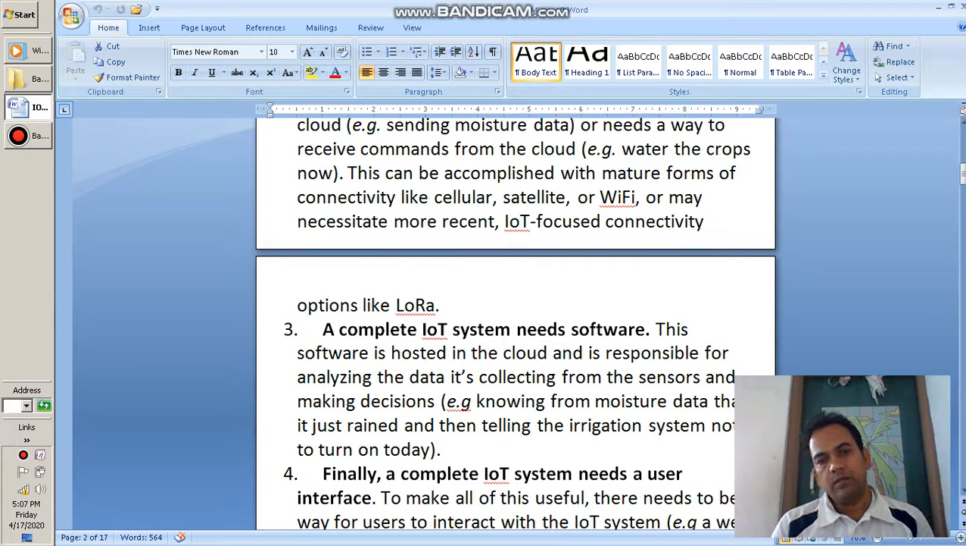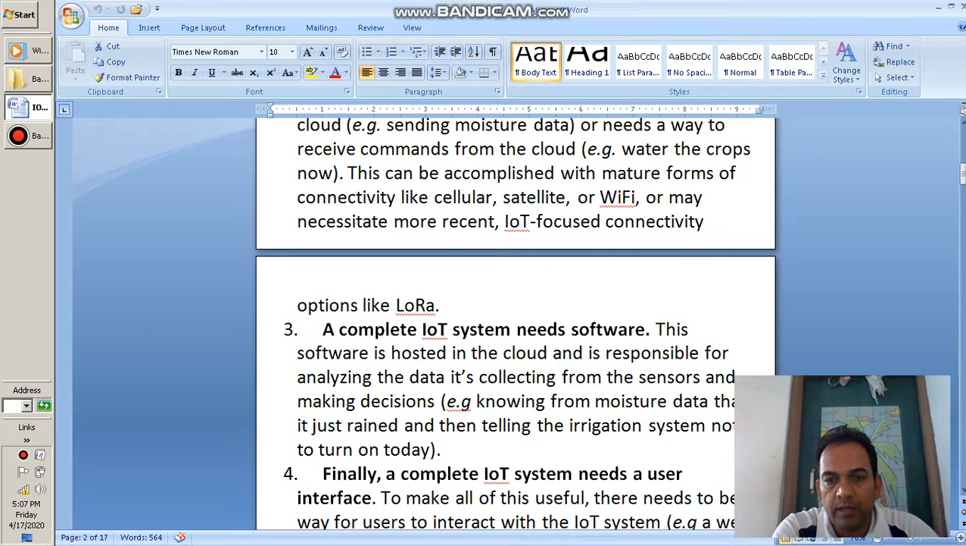Now third comes the need of software. This software is hosted in the cloud and is responsible for analyzing the data it is collecting from the sensors and making decisions. When you have seen the IoT architectures, there are several software available which perform different actions on the data being collected by the IoT system, through which several decisions are taken, and signals are passed to the actuators to take certain actions.